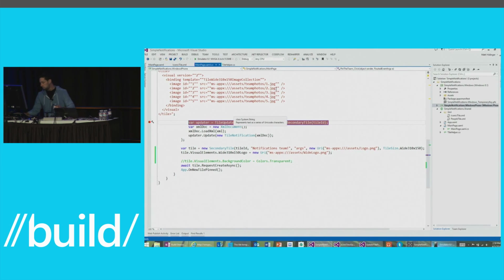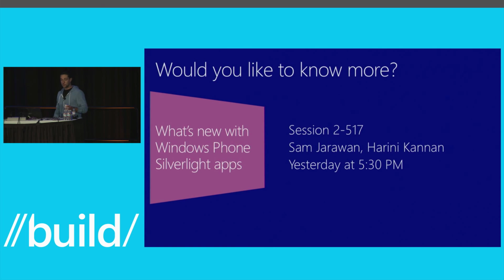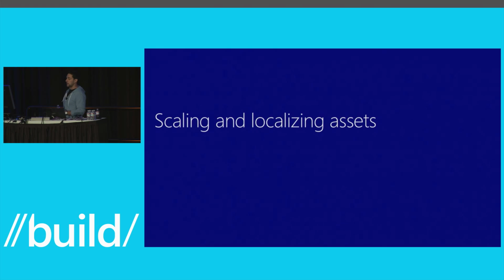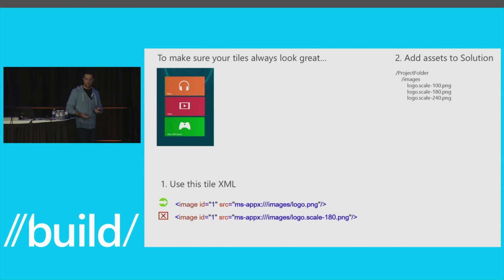So I'm going to head back to PowerPoint. If you want to know more about Windows Phone Silverlight, please see Sam and Harini's session. Also, yesterday at 5:30, you'll have to watch that one online, session 2-517. And I think the last piece of advice I need to give everybody is about scaling and localizing assets. So you've seen that Windows runs on a huge range of devices, screen sizes, and DPIs, including pianos in the future or today. So why do you need to scale your assets?